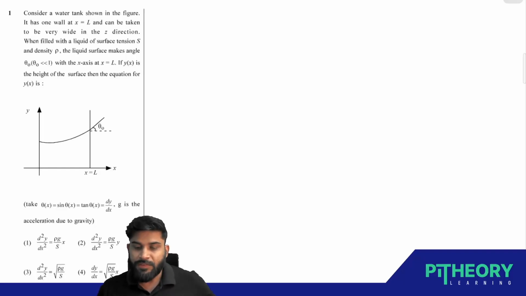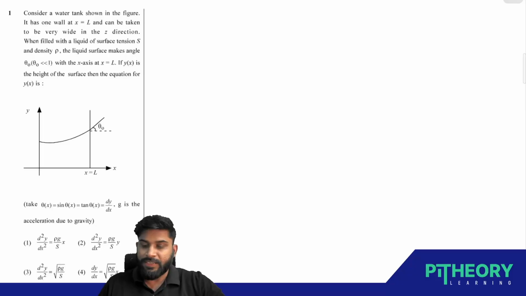Okay, so here is the first question where we have this water tank. It has one wall at x equal to L and can be taken to be very wide in the z direction. When filled with a liquid of surface tension S and density rho, the liquid surface makes angle theta naught, where theta naught is very much less than 1, with the x-axis at x equal to L. If y of x is the height of the surface, what is the equation for y of x is the question. Okay, so here, how do we have to solve this?